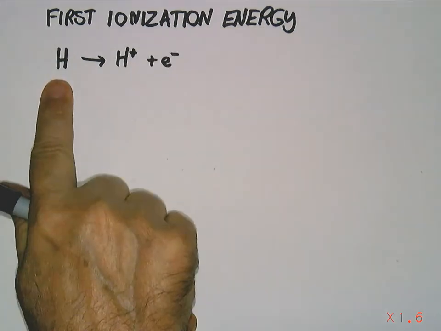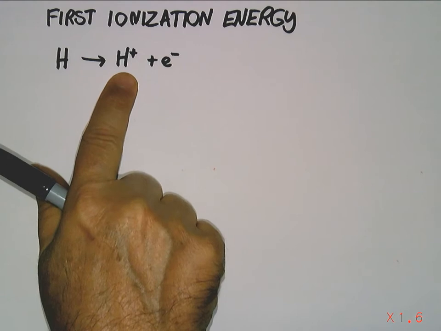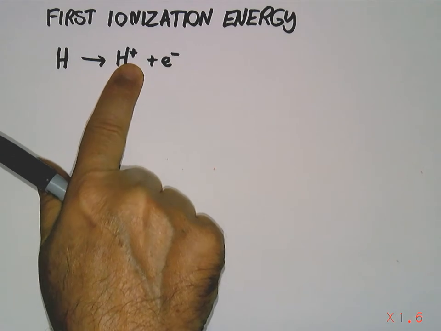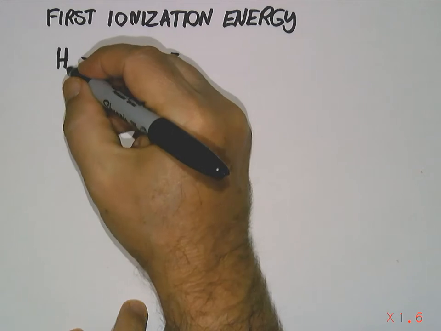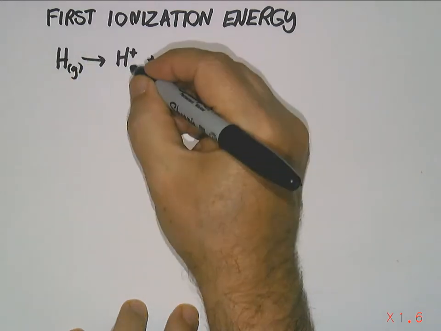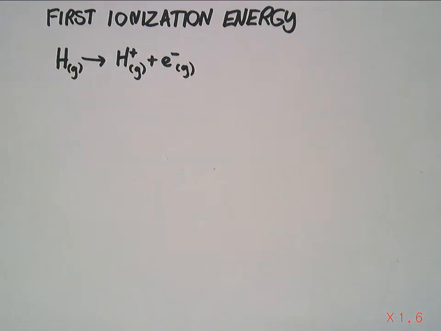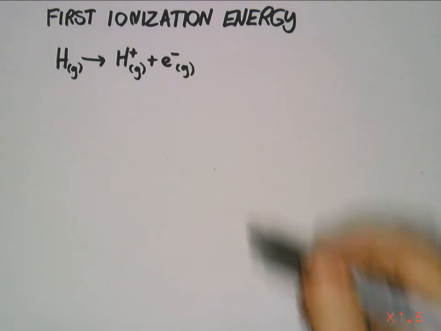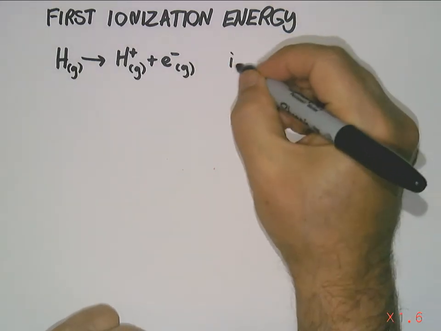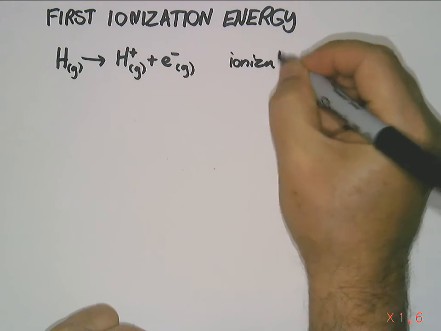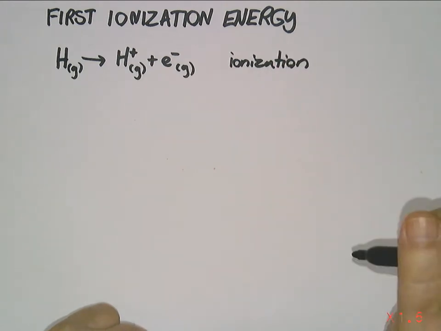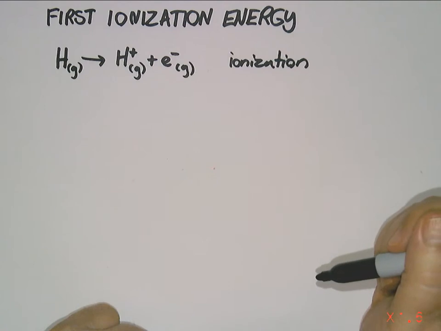Here we have a hydrogen atom, and we're taking away its only electron, and we're left with a hydrogen ion. Got to be doing this in the gas phase. This is the kind of thing that happens in that discharge lamp that you saw in the line spectrum lab. This is one of the many processes that are happening inside that lamp. That's ionization. You're turning an atom into an ion.